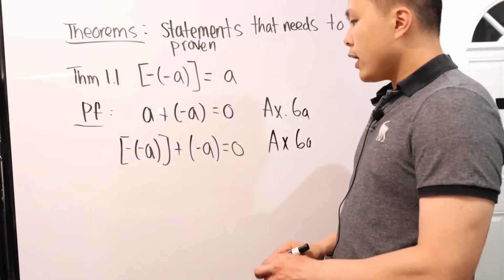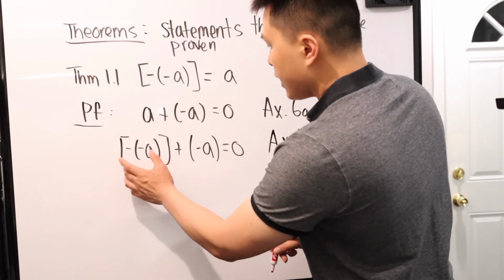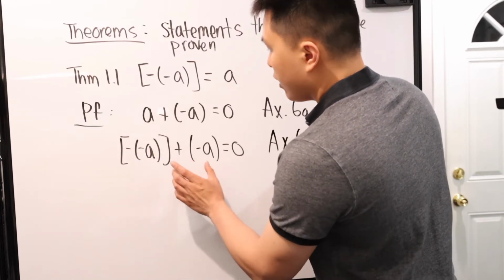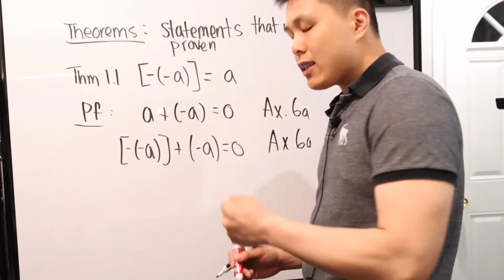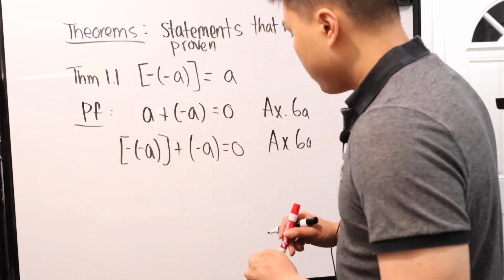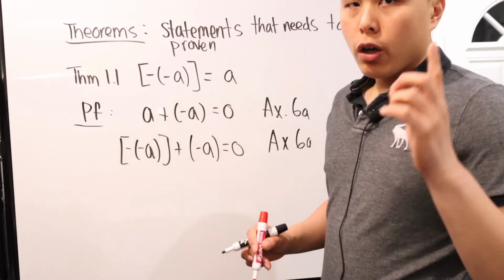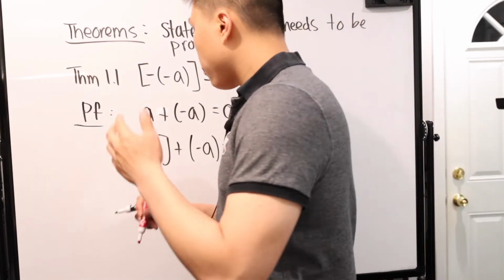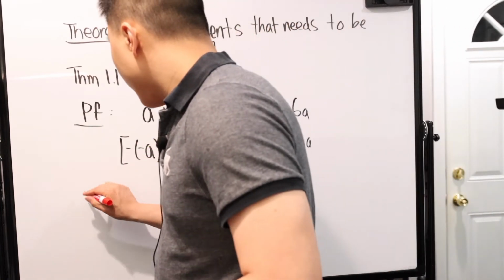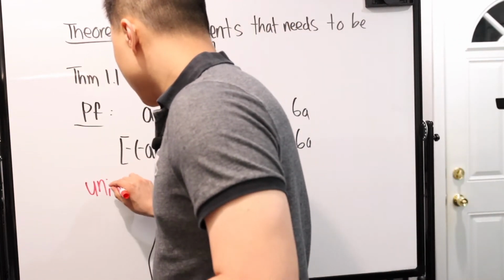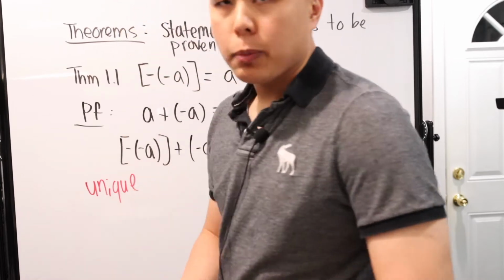The reason for that is because this negative is saying that it's the negative of this guy. Well, the negative of this guy, by definition of a negative number, when you add them together, they should equal 0. Now, what else can we do? There was a key word that I pointed out when I was introducing axiom 6a: the idea of it having to be unique. That negative number must be unique.